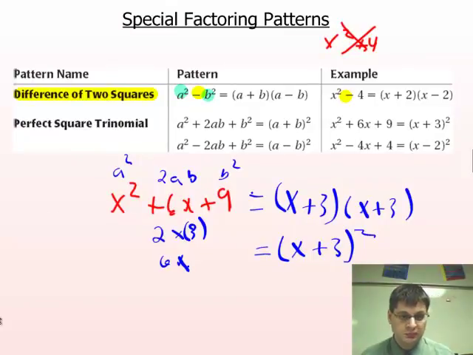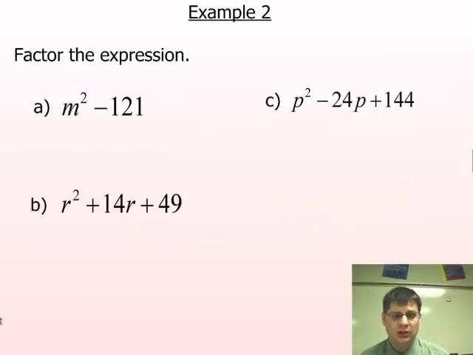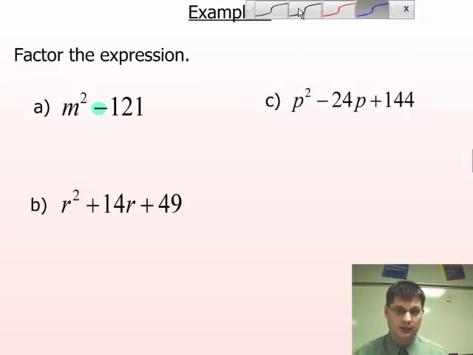So let's try a couple. I'm going to factor the expressions here. So for A, the first thing I notice is two terms. It's a binomial, so I want to check to see if it's a difference of two squares. First off, is it a difference? Well, yes, there's a minus sign. Is the first term a perfect square? Yes, it is, it's m times m. Is 121 a perfect square? Yes, it is. It's 11 times 11. So it meets all those criteria.